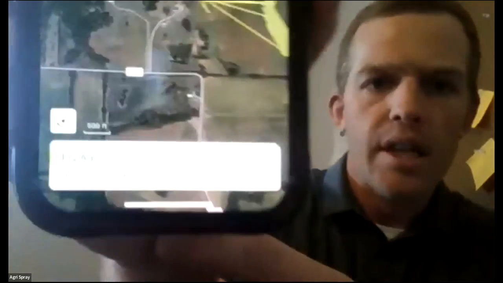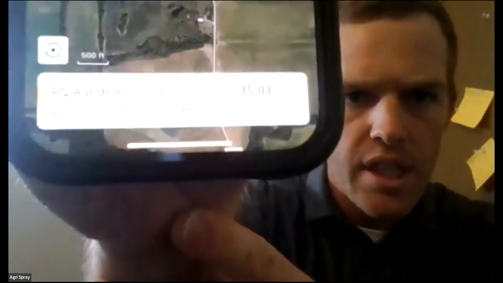And up here on the bottom, you probably can't really see it, but it says 35 acres, 17 flights, and 72.85 gallons. So you've got your gallons per acre and you've got your acres right there. This is a really great tool, and this does it automatically, right, Trey?